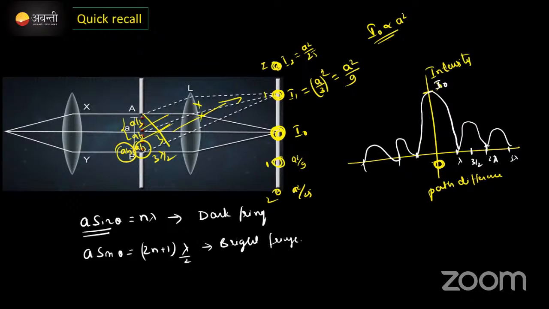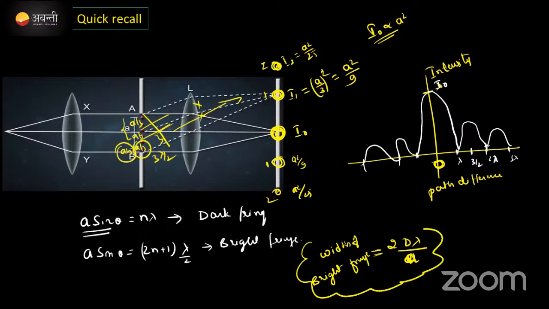Okay guys, this is all about yesterday's class, and we calculated the fringe width also. We derived a formula for the dark fringe width. What was that? 2 times D lambda upon small d, or else if you take a, it will be a. This is the width of the bright fringe. Clear? And be careful about the fringe width.